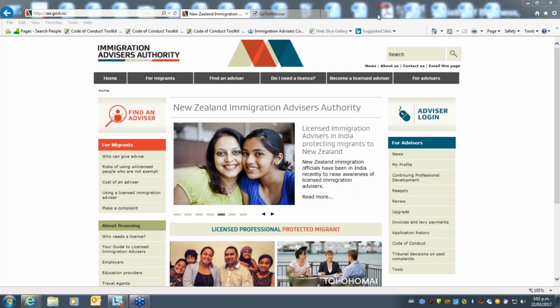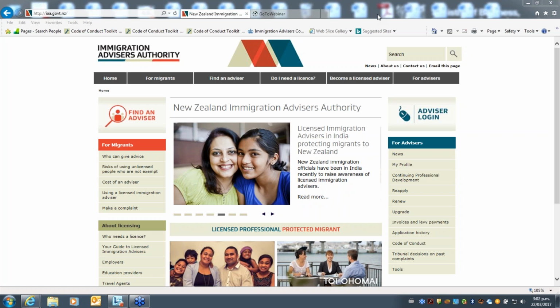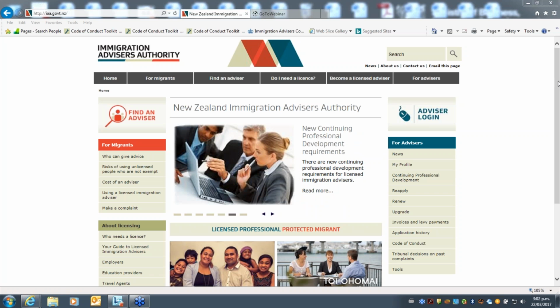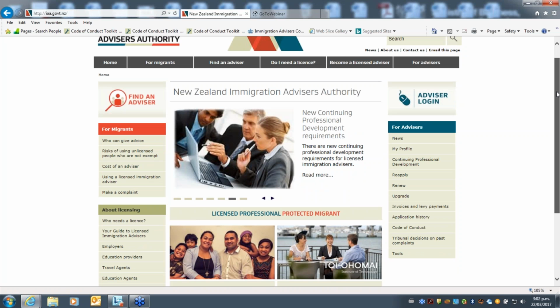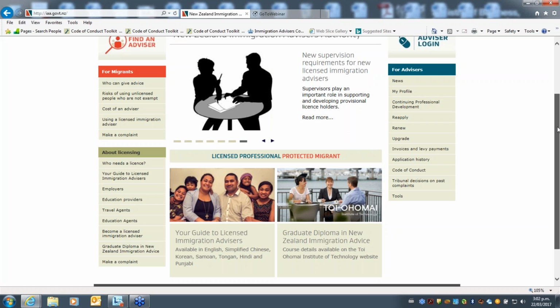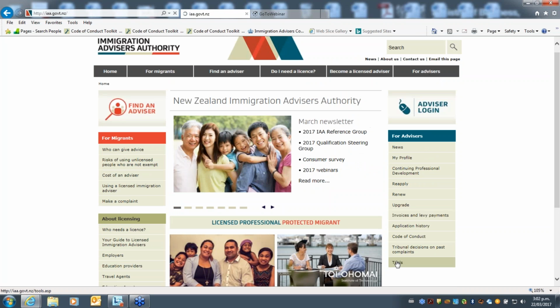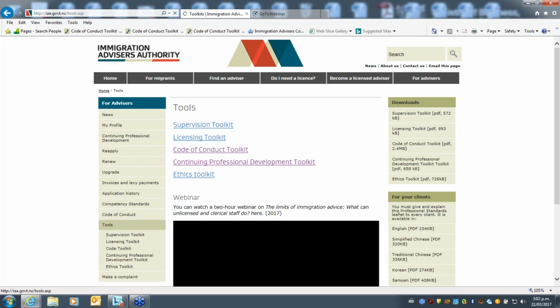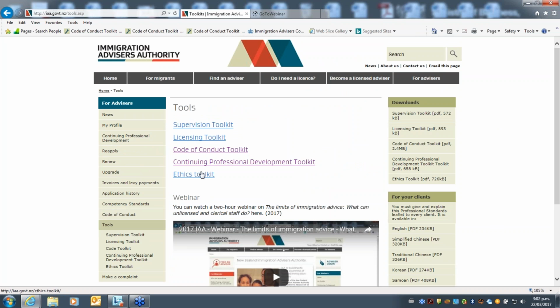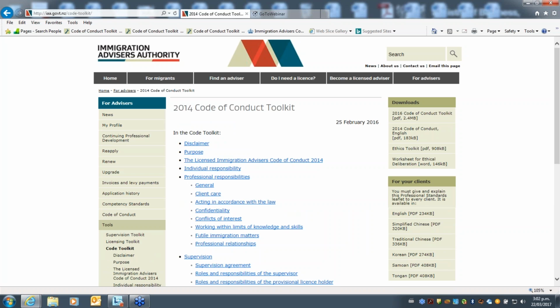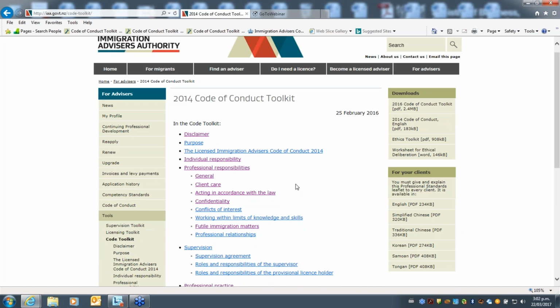So what I'm going to do is take you to our Code of Conduct toolkit. You can find that under For Advisors here. We can also find it here under Tools on our website. This is where all our toolkits are. You can see the last webinar that we ran is available there as well, and our Code of Conduct toolkit is here.